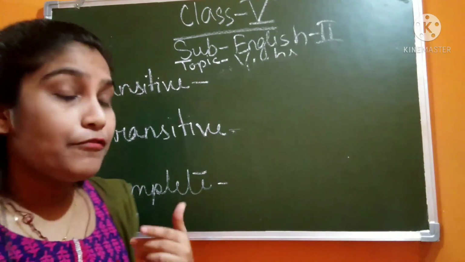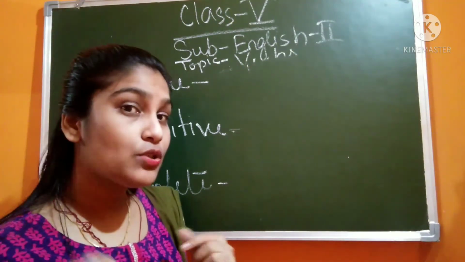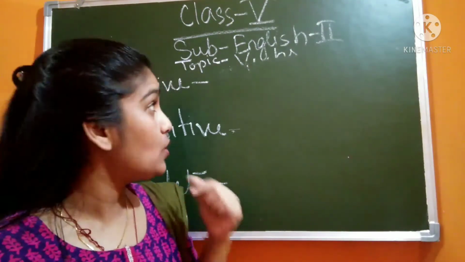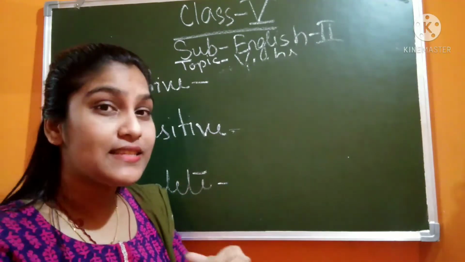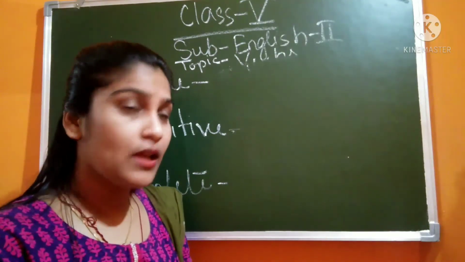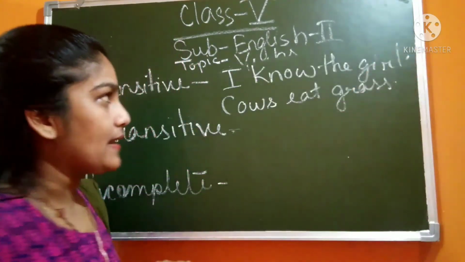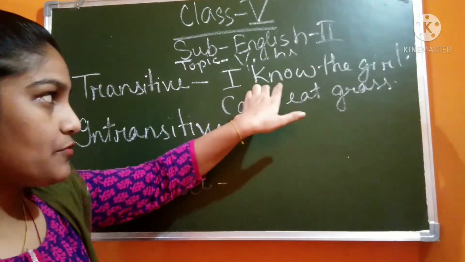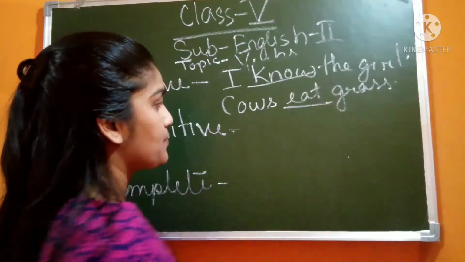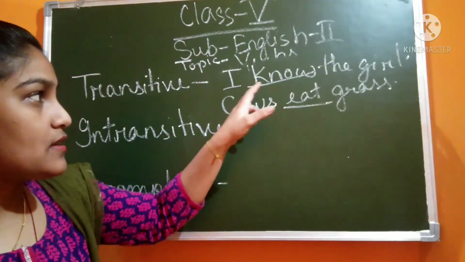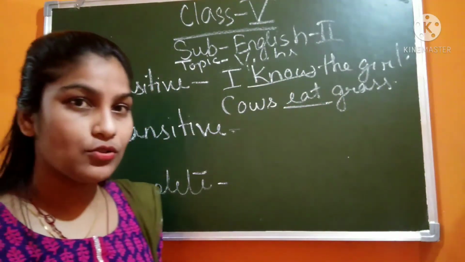So first, about the transitive verb. If a verb needs an object to complete its action, that is called a transitive verb. That means it needs an object to complete the meaning. Like if I write here, in these two sentences, you can see the verb. Which one is the verb? Know is the verb, right? So in these sentences, if I write I know what, whom.